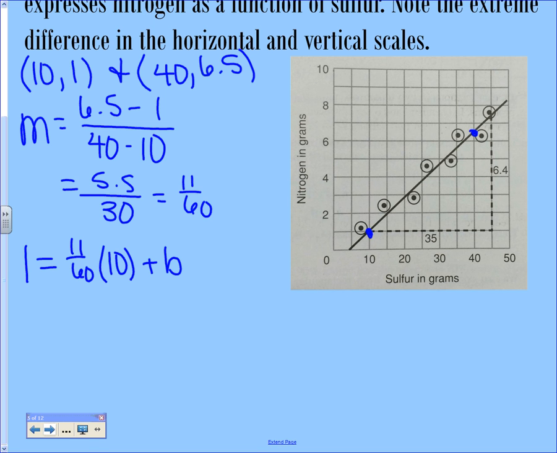Yeah, we multiplied them both by 2 because we don't have a decimal and a fraction. You need either a decimal or a fraction. So we got rid of our decimal. So 1 equals 110 over 60 plus b.